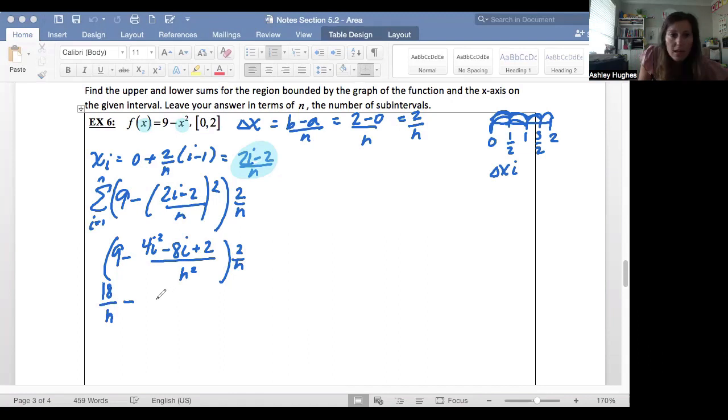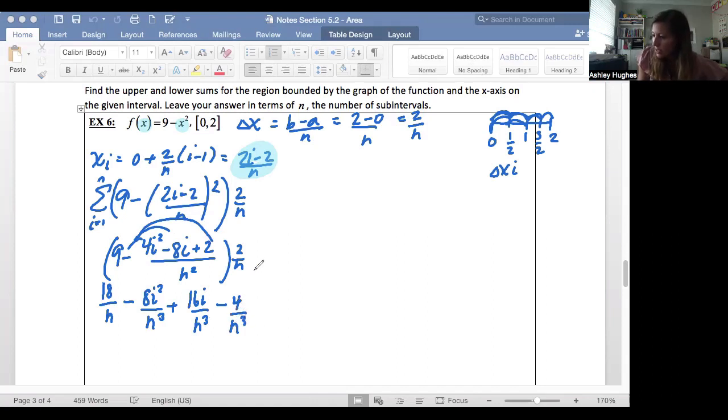minus 8i squared over n cubed, if we multiply n squared times n. And then if I do a minus, that's going to be plus 8 times 2, whoops. 8 times 2 is 16i over n cubed, and then minus 2 times 2, so minus 4 over n cubed. Just checking that's what I have written down here. 2 squared, oops, 2 squared is 4. So 4 times 2, this should be 8 right here.